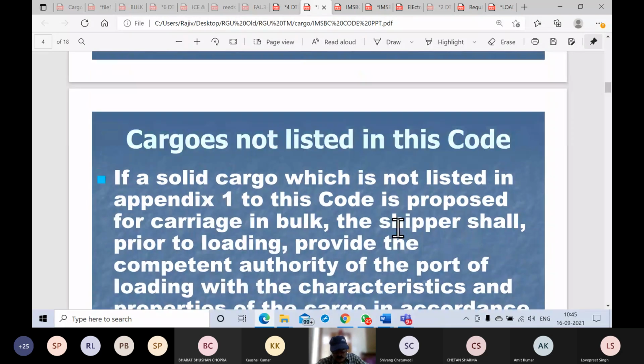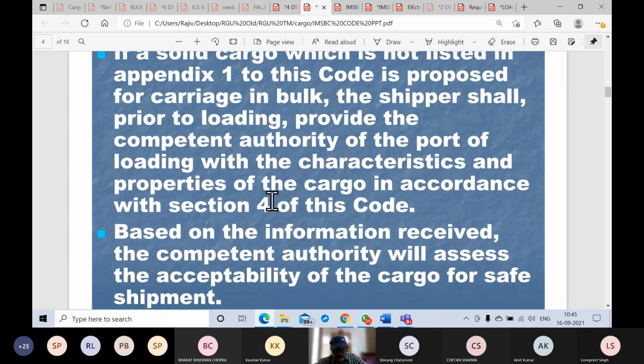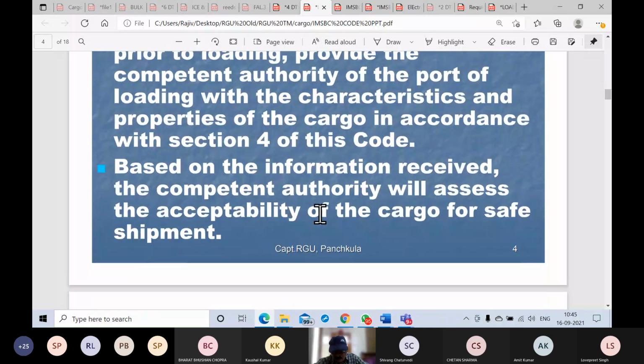So note one thing, this has been asked. As you go along in the past question papers, you will see the question is not word to word, but the question says something like this: how to load a cargo not listed in the IMSBC code. Right? This is how it will go.